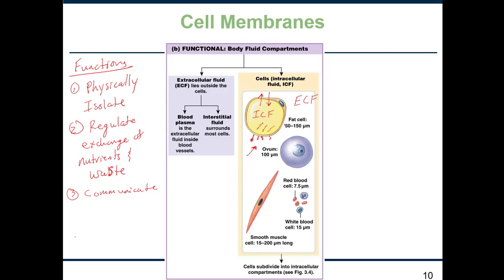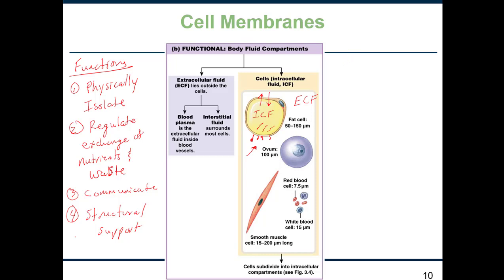So they can receive signals. They can also send signals by releasing things like hormones or other chemicals. So the cell membrane is vital for the communication of the cell with the outside world. And then the fourth thing that they do, which should also be obvious, is structural support. They give the cell its shape. The underlying protein components definitely help with the shape of the cell.